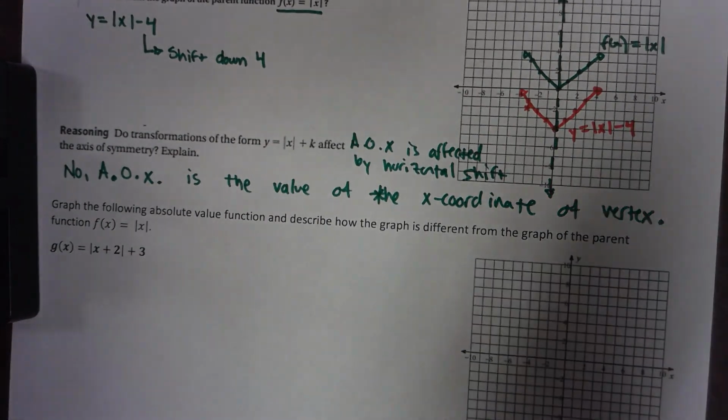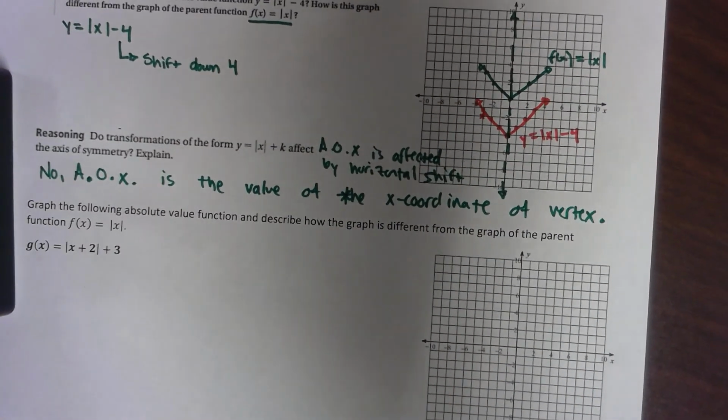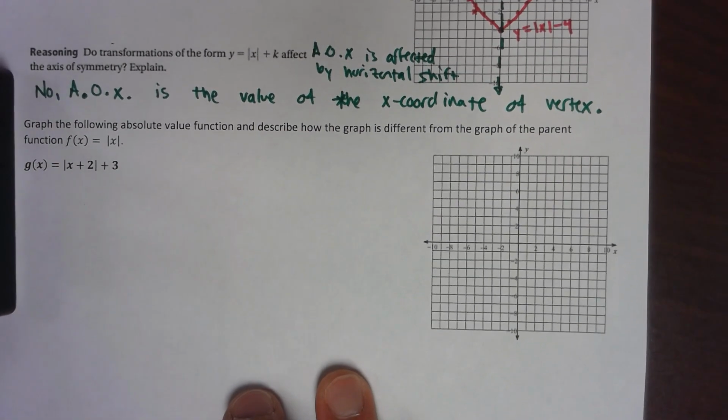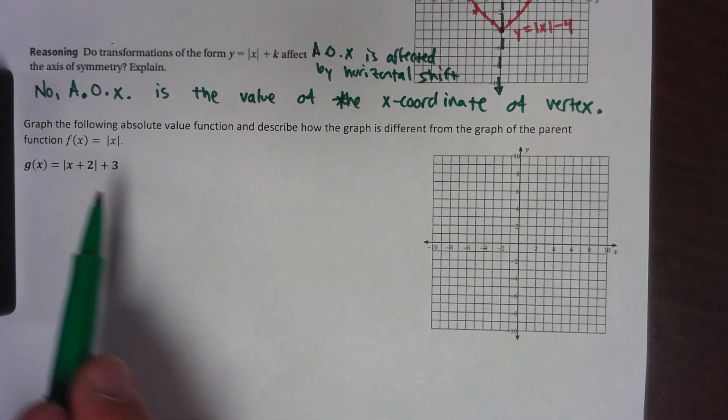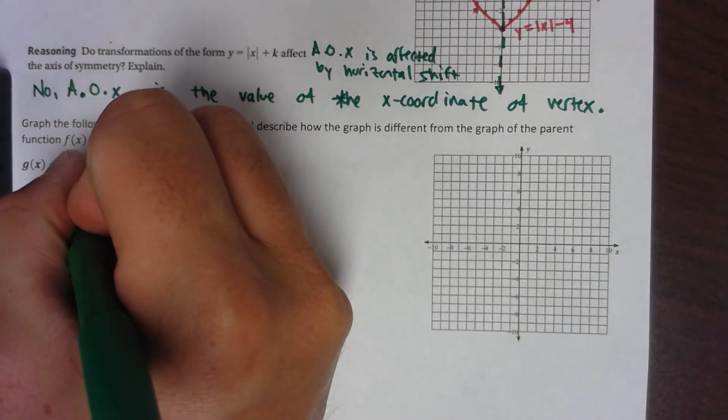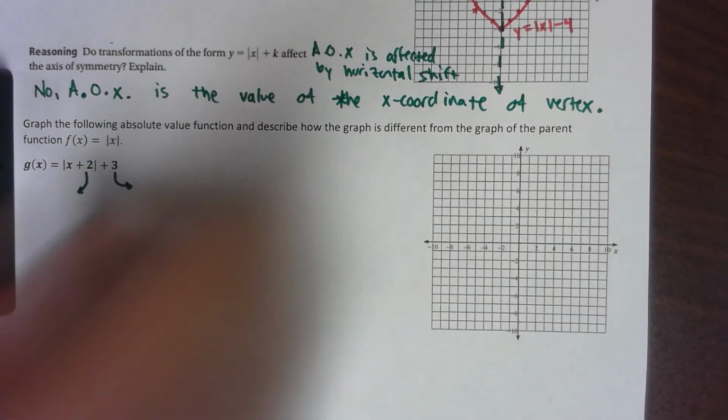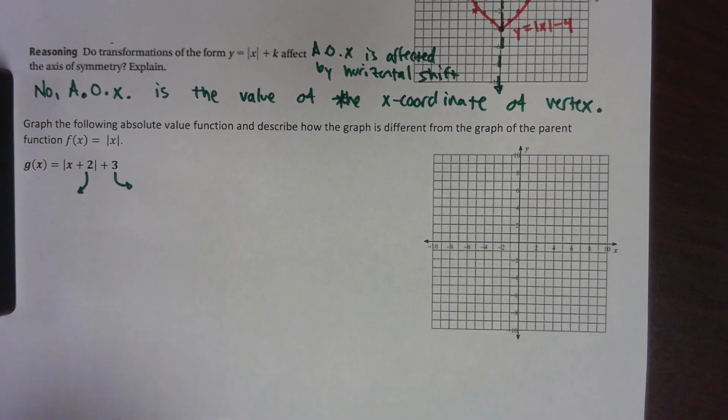Graph the following absolute value function. Describe what the graph is different from the graph of the parent function. Again, I'm going to do the same thing. Okay, I've got my parent function, absolute value of x. I see two numbers in here. Remember that everything that is different from our new function compared to the parent function is a transformation.